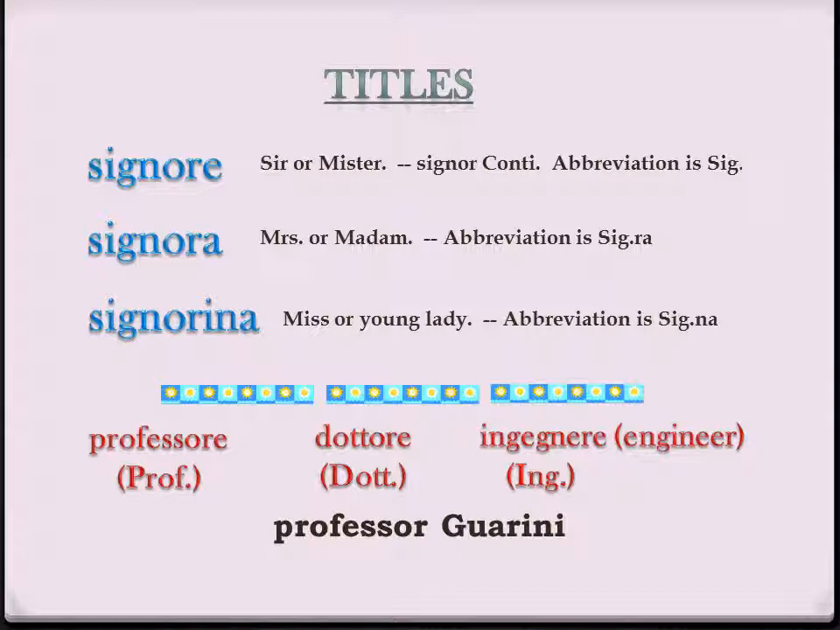Other titles, such as professore, dottore, or ingegnere, are used quite often in Italy in place of names. Like signore, they too will drop the final E in front of a last name. Professor Guarini. When written, these titles are not capitalized, but their respective abbreviations are capitalized.